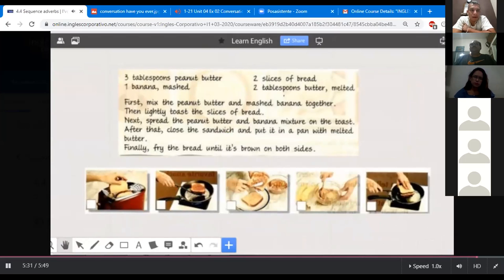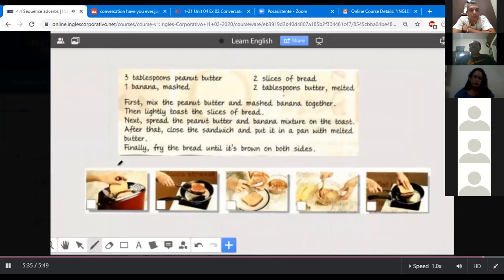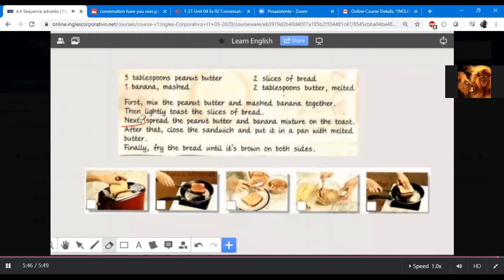And then you use those sequence adverbs in order to explain your idea. So for example, we use first, we use then, we use next, we use after that, and we use finally. So I would like for you to do something similar, but explaining your favorite food recipe.